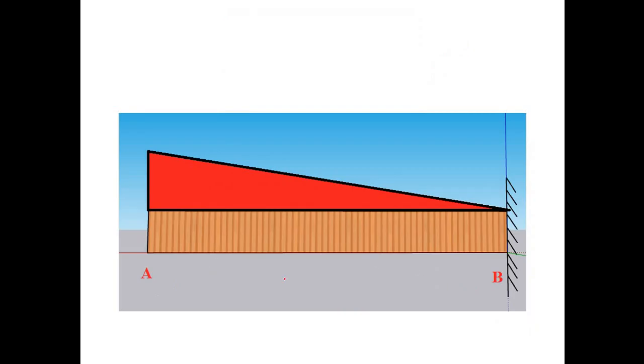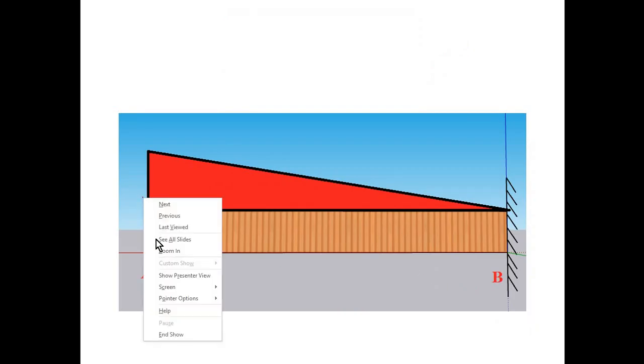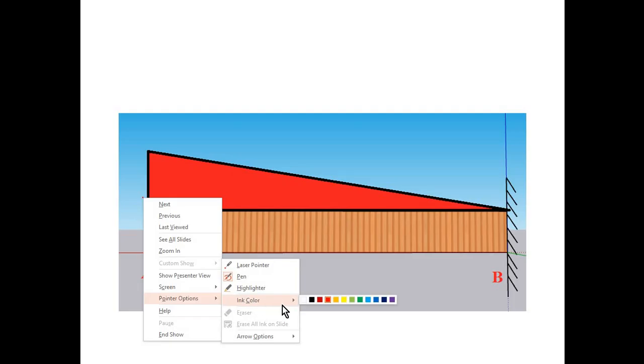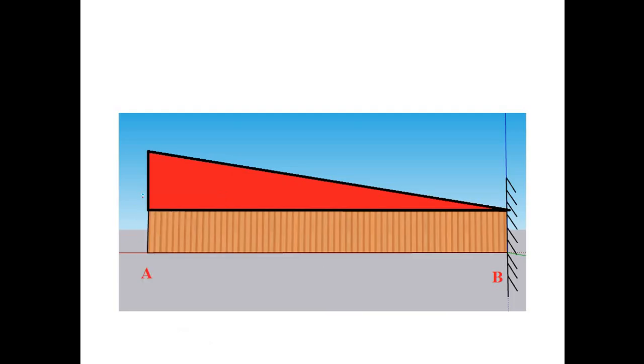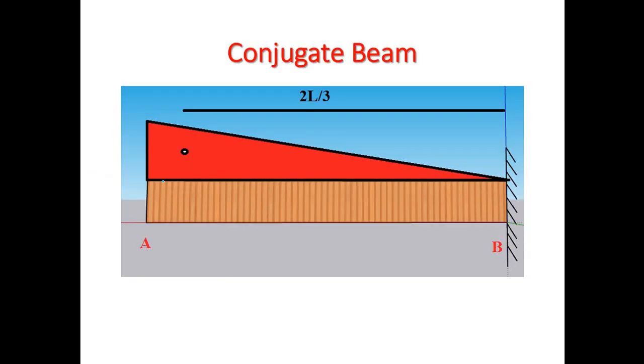Now here again you can see the conjugate beam loaded with the bending moment diagram of the real beam. So like this you are applying the triangular loading. Here at the end you have PL by EI. Now in the conjugate beam you have to calculate the moment. So how to calculate the moment?